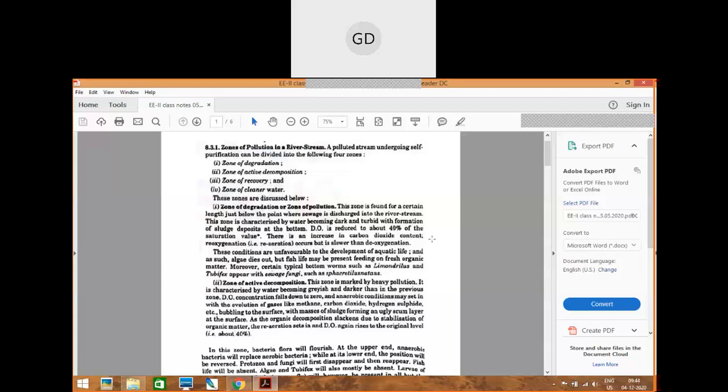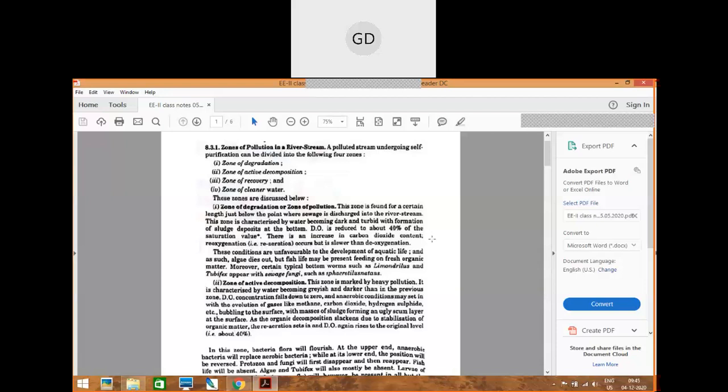In a polluted river stream, a river stream which is polluted, it has certain zones. There are four types of zones that a polluted stream undergoing self purification has. Okay, so what are they? Number one is zone of degradation. Number two is your zone of active decomposition. Number three is your zone of recovery, and number four is your zone of cleaner water.